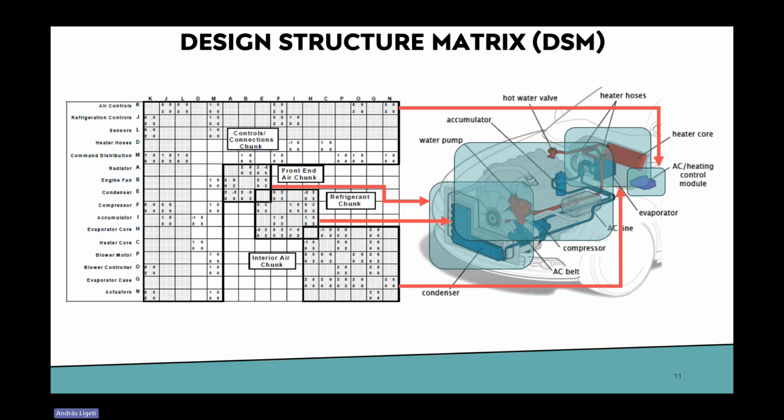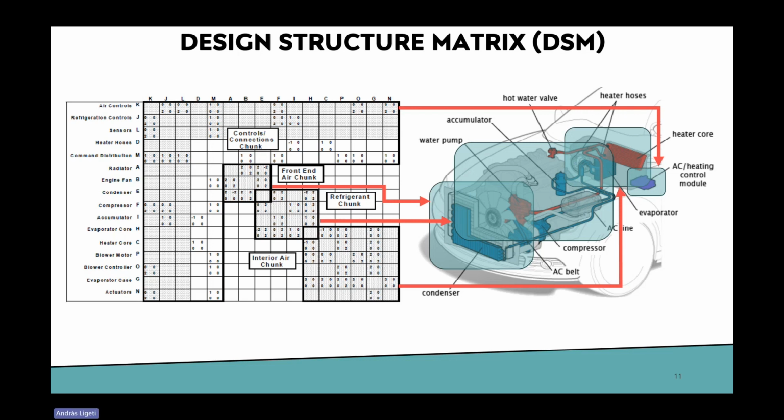Okay, so after we have used this, this is not something that we have actually applied, but I took it as an example. First, in this example, an interior air chunk is identified. We also have a refrigerant chunk, so all the components which can help the air conditioning system to circulate the refrigerant. We also have a front air chunk, and we also have a connection module. The connection module is connected to all the other systems in the product.